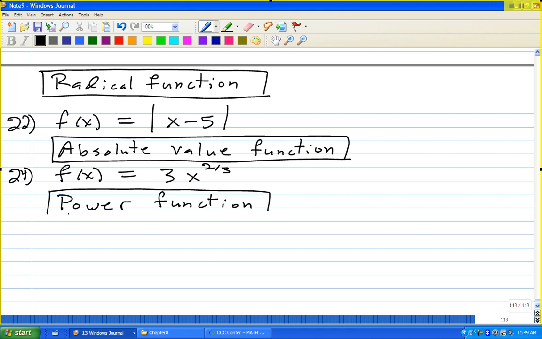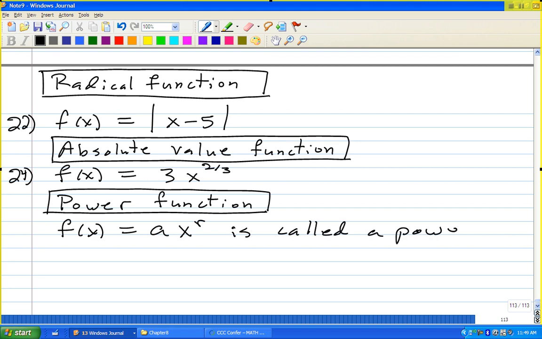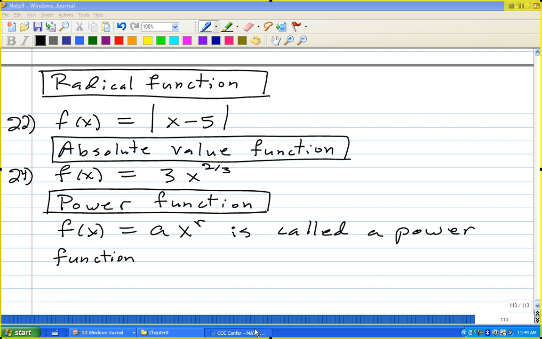So any function of the form some constant times x to a power is called a power function. And in this case, it doesn't matter if the exponent is an integer, or a fraction, a rational number, a real number, or anything. If it's to any power and it's just one term, it's called a power function.